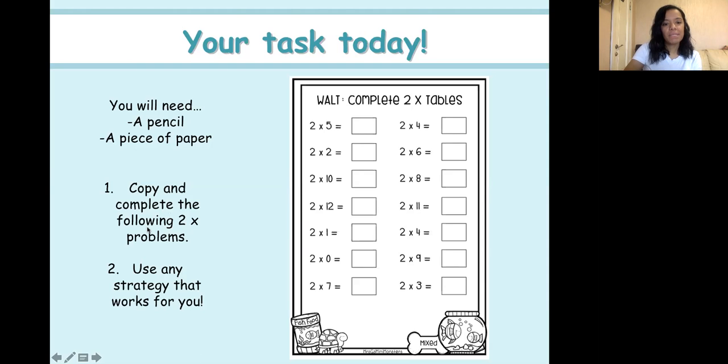So copy and complete the following 2 times problems, and you can use any of the strategies that you saw there, okay? You can make groups, you can skip count, or you can double and add the same number twice, okay? So whatever is easiest for you to complete these, please do so.